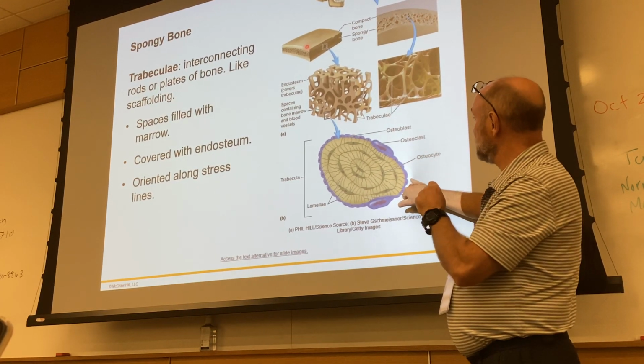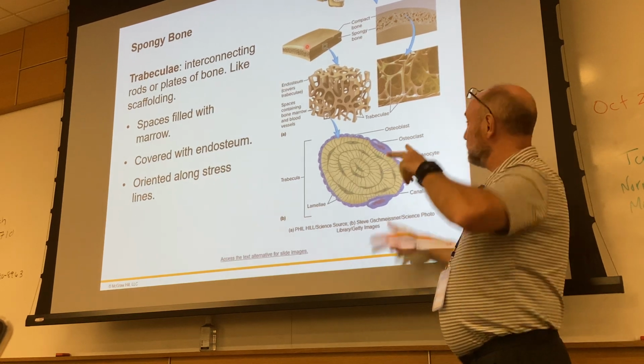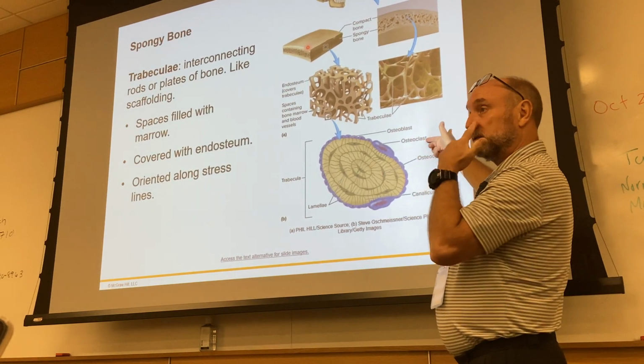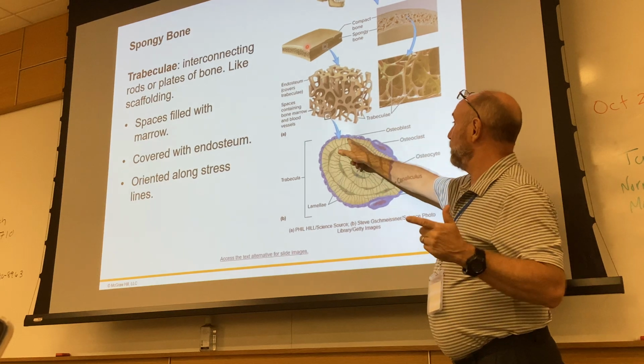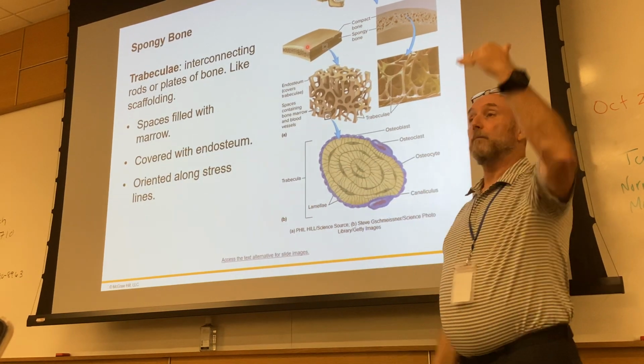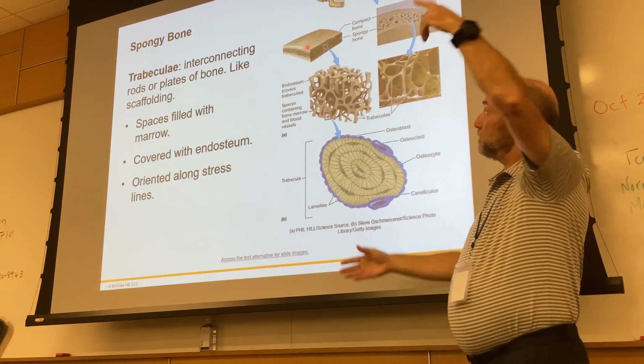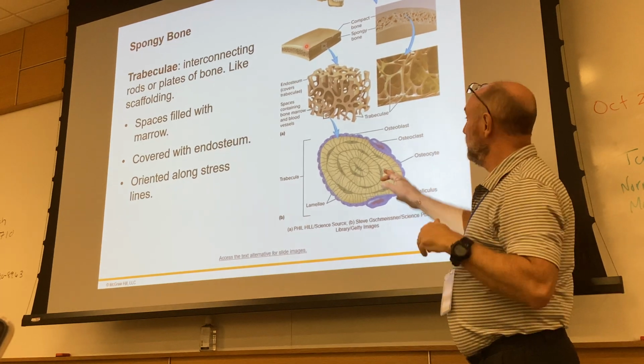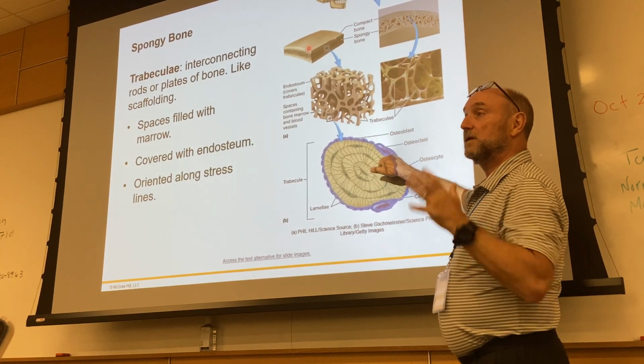The cells on the outside are one of two varieties. There's either osteoblasts or osteoclasts. If they're osteoblasts, these are all osteoblasts, they're making new bone. In this case, they're making new spongy bone. And this part right here, osteoclasts, they're consuming bone.